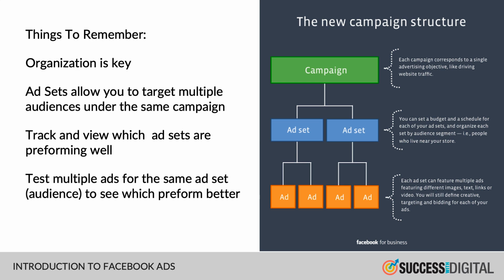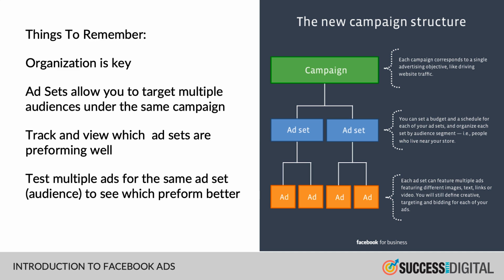So, i.e., people who live near your store or people that have bought from you before. You can have multiple ad sets within your campaign that target each of them. And you can set different budgets for each ad set. Now, each ad set can feature multiple ads. And these ads can feature different things like images, text, links, or videos. You can define the creative and targeting and bidding for each of your ads as well.